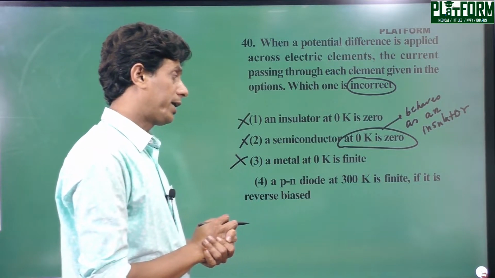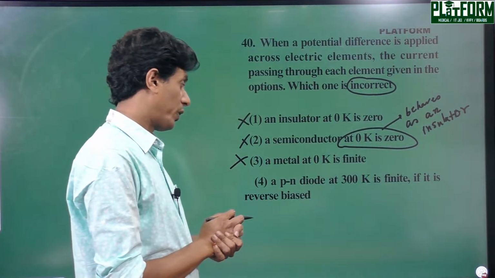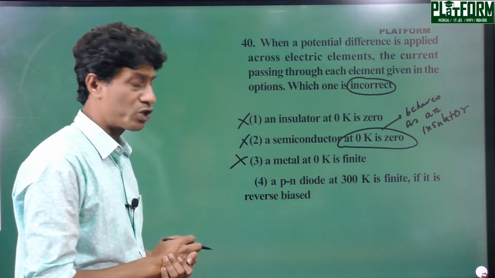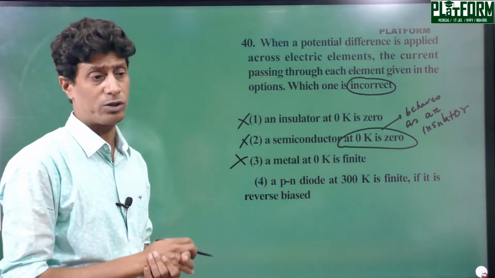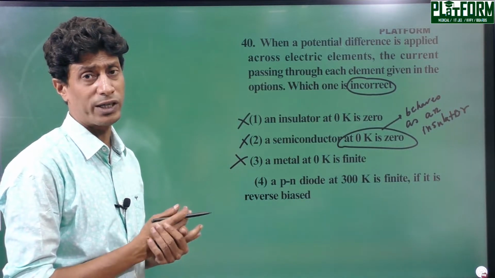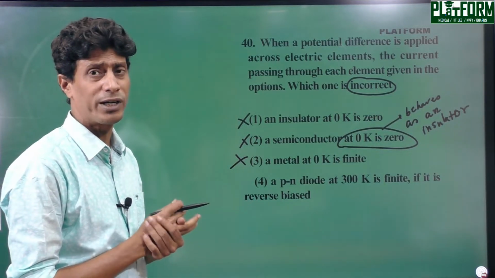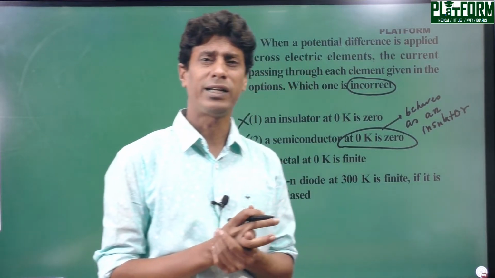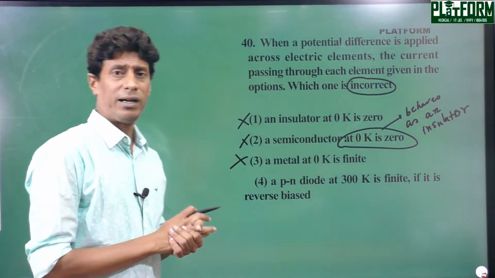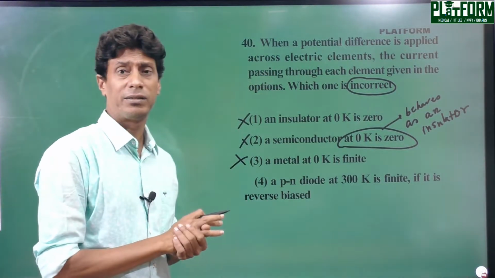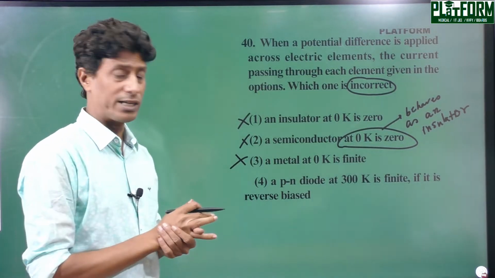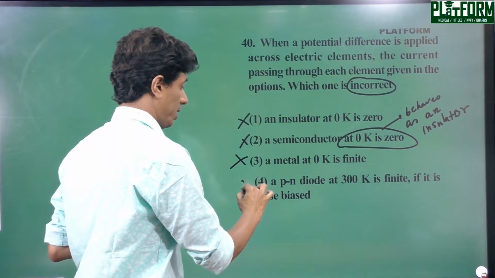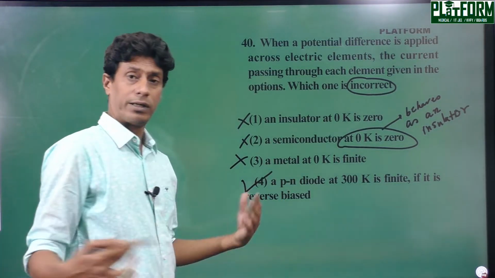The PN diode at 300 K current is finite when it is reverse. In reverse bias, the diode does not allow the majority carriers to cross the junction, so you get no current from them. The current you can get is due to minority carriers, which is very small and can be neglected. Here I think they are considering the current due to the majority carriers. So 4 is the wrong statement but the right option.